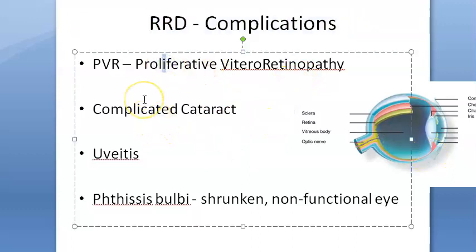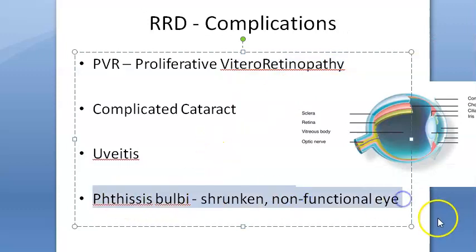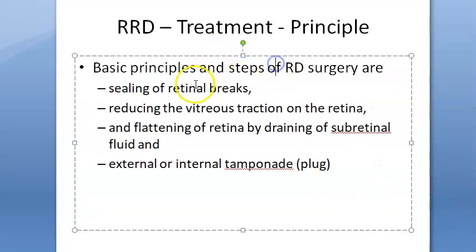Complications, if you don't treat, then what will happen? Interestingly, a retinal detachment can lead to cataract. How strange, right? To complicated cataract, to uveitis, then how inflammation started coming. Proliferative vitreoretinopathy, then phthisis bulbi, a shrunken non-functional eye, so it can become a non-functional eye. How sad. Then principle, how will you treat?